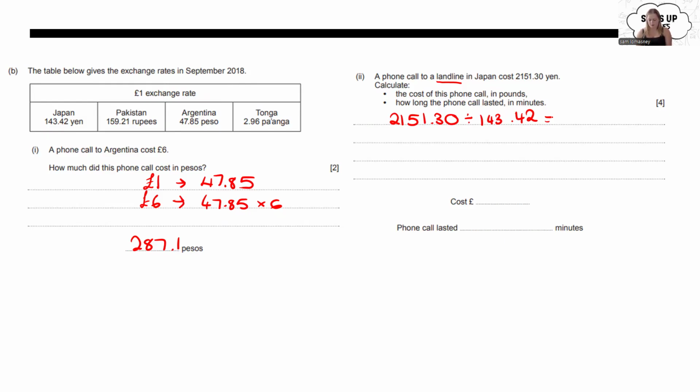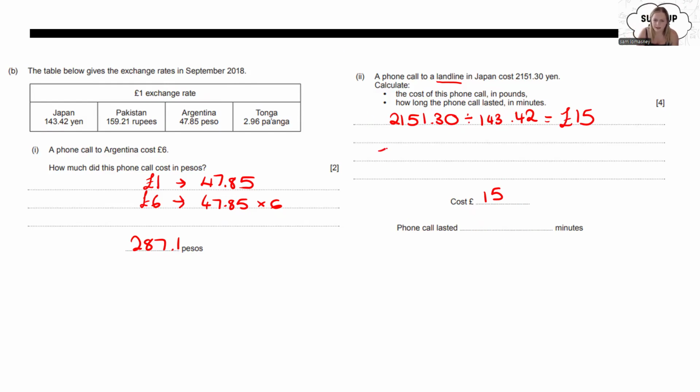So we're going to have to round up. Oh no. I stand forgiven. It literally comes to 15. That could not be so much easier. Just double checking. I did write all those down right. Yeah, it's just a really nice number. So it costs £15. There we go. I've answered part of it. So it was £15. And how long did the phone call last?